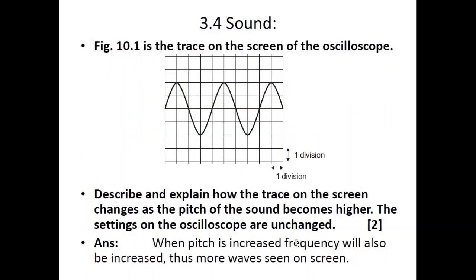The figure is the trace on the screen of the oscilloscope. Describe and explain how the trace on the screen changes as the pitch of the sound becomes higher. We have already studied that when the pitch becomes higher, the frequency increases. So we'll see more peaks or more waves. Thus more waves would be seen on screen.